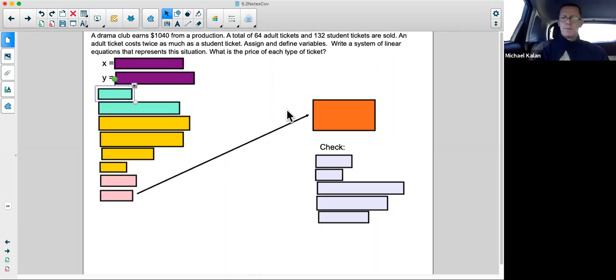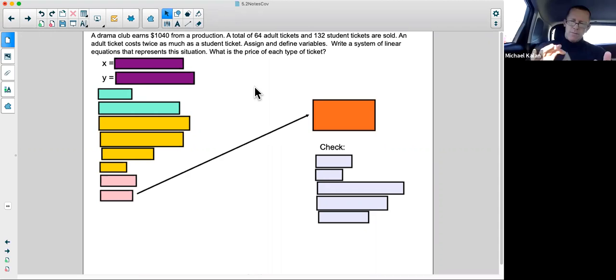Okay, assigning and define variables. Write a system of linear equations that represents this situation. What is the price of each ticket? So what's unknown, what we're trying to solve for, is the price of the adult ticket and the price of a child's ticket, okay? Notice when you do these systems, they're usually going to give you 2 sentences that you're going to form 2 equations from, one from one sentence, one from the other, okay? So let's go ahead and assign or define our variables.